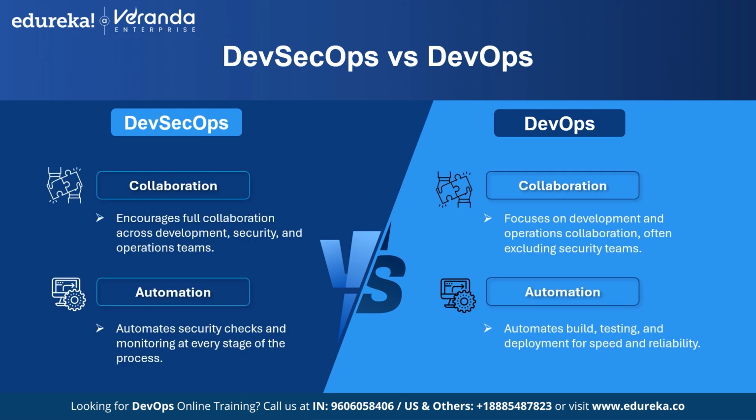In collaboration, DevSecOps promotes cross-functional collaboration between development, security, and operations teams to ensure that security is everyone's responsibility throughout the process. But DevOps encourages collaboration between development and operations teams but may not fully involve security teams in the process. Moving to automation. DevSecOps automates everything from code scanning and vulnerability testing to infrastructure management and security monitoring, ensuring security is baked into the process at every stage. But DevOps automates build, testing, and also deployment processes to improve speed and reliability.